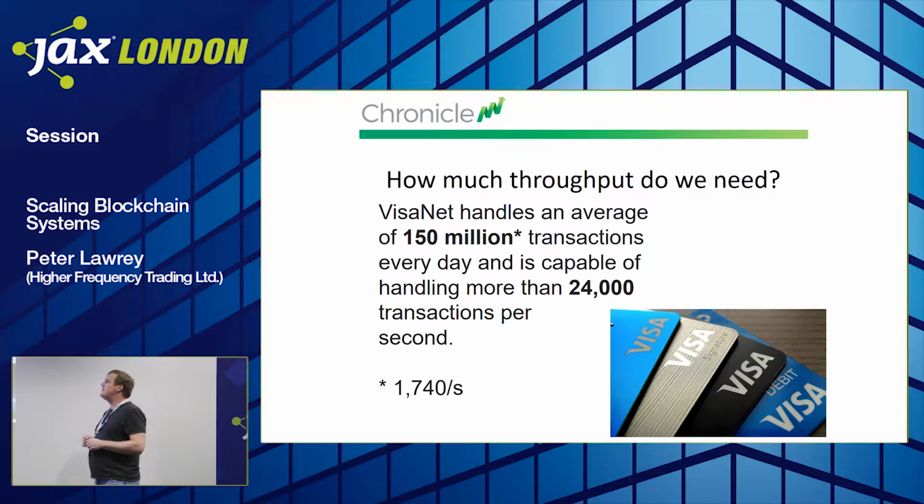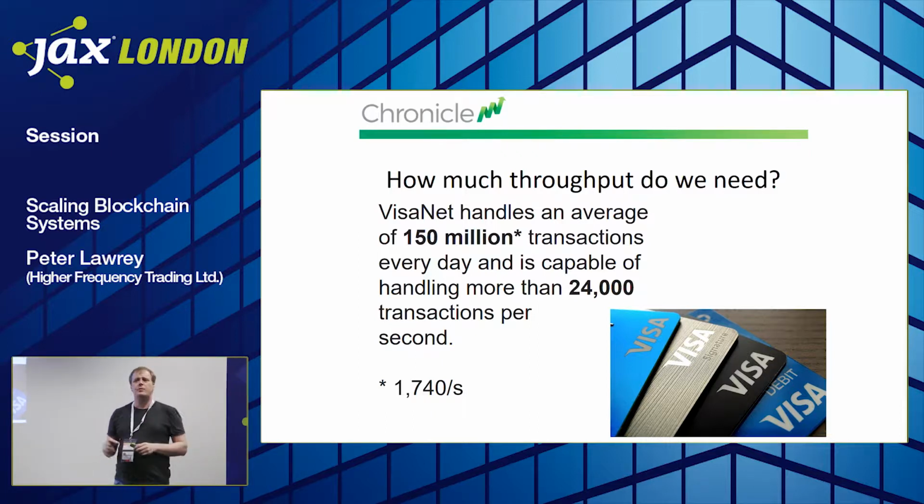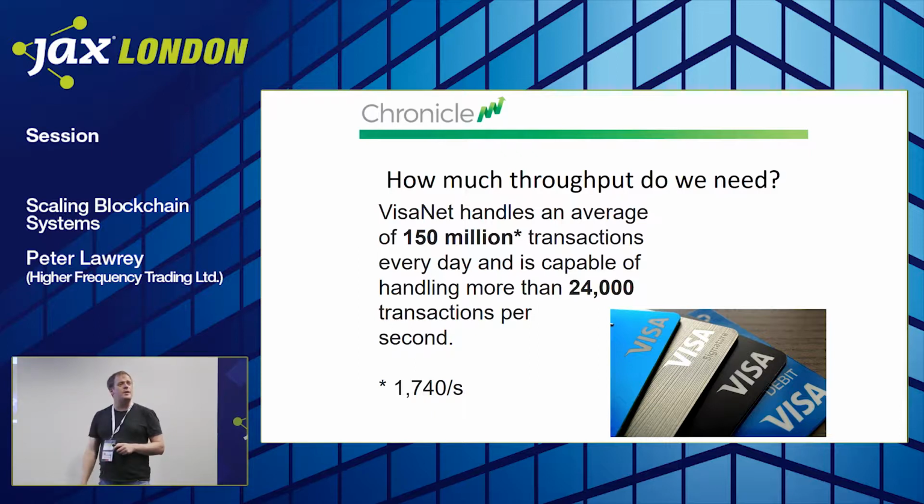But what's actually being done today? Well, Visa is one of the largest transaction networks. It's financial, and it's getting an average of 150 million a day, which is a sustained rate of slightly under 2,000 a second. But at its peak it's around 24,000 a second. That's what it's capable of.